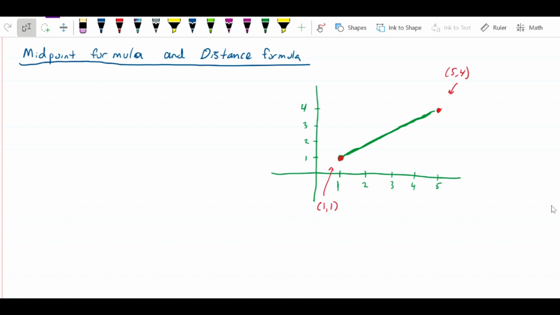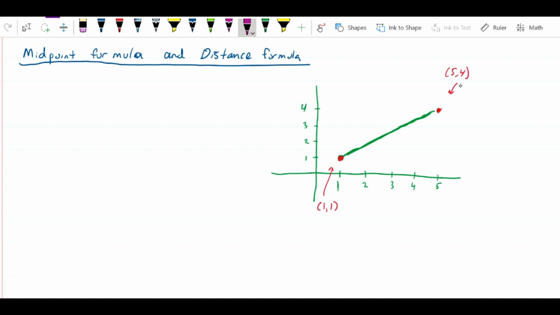Continuing on in our random assortment of facts from pre-calc that you need to know, we can calculate the midpoint or the distance between any two points. So I've drawn up here two points, (1,1) and (5,4). To calculate the midpoint, it shouldn't surprise you that the midpoint of the segment connecting these two points is just going to be the place that's in the middle both horizontally and vertically.